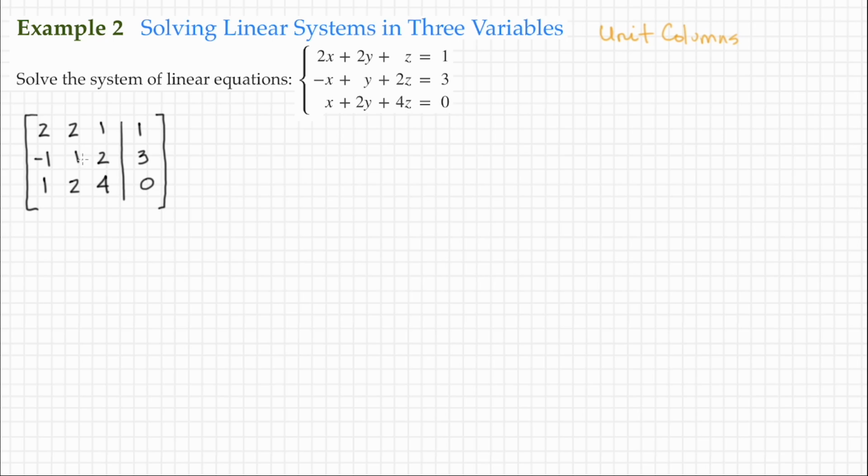So you can see right here for our y, which occurs usually right in the middle, I have a 1 right here. So I'm just going to kind of work around this one here. So then I'm going to change this into a unit column. And it doesn't really matter if I start with this value up here or this one down here. I'm going to start with the top one up here. So I'm going to take row 1, and we'll subtract out 2 of row 2.